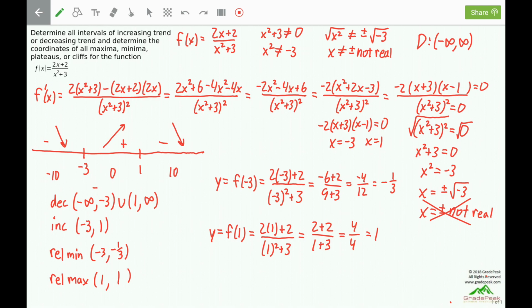So we have 2 decreasing intervals, 1 increasing interval. We have a relative min at -3, -1/3, and a relative max at 1, 1.